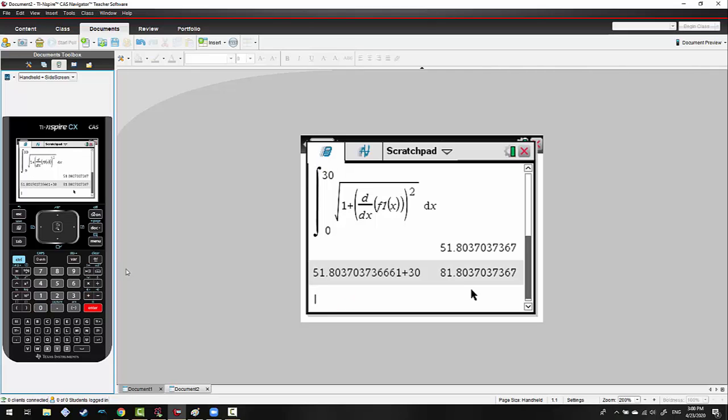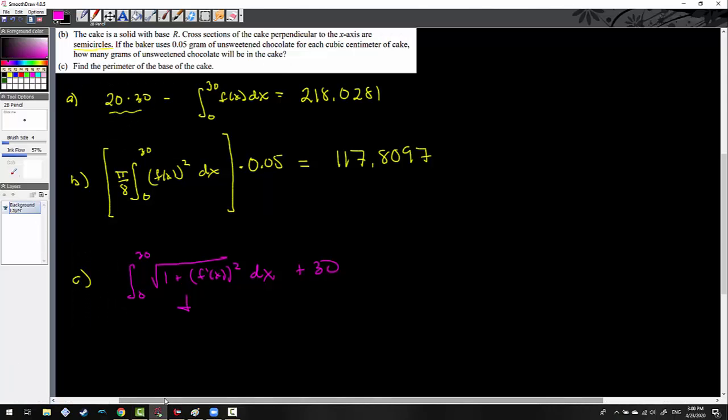And that is the right answer. So cool, you can actually do that if you wanted to. Instead of having to punch in an entire new function, you can just do the derivative inside your Inspire. And then you just write down the answer, and then you're all good. So 81.803.